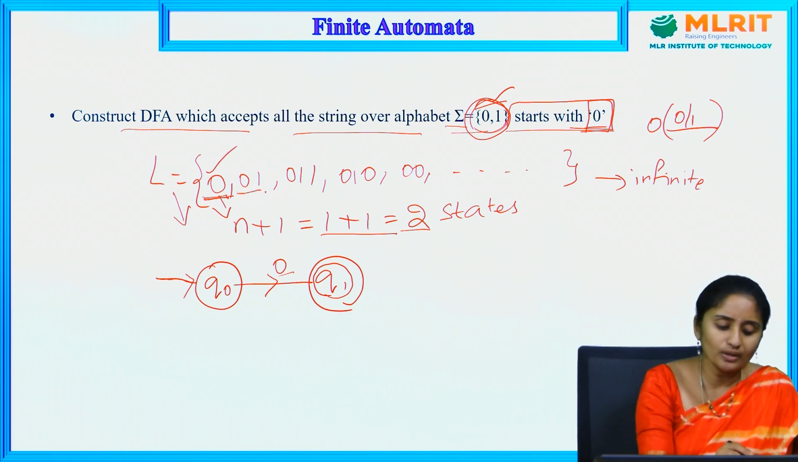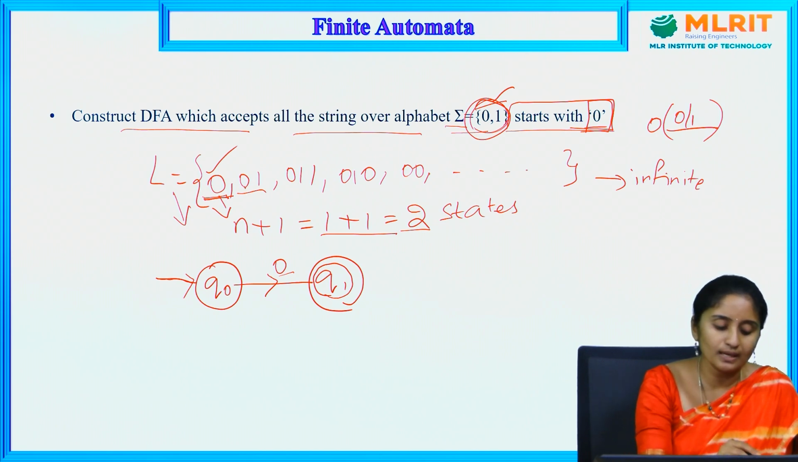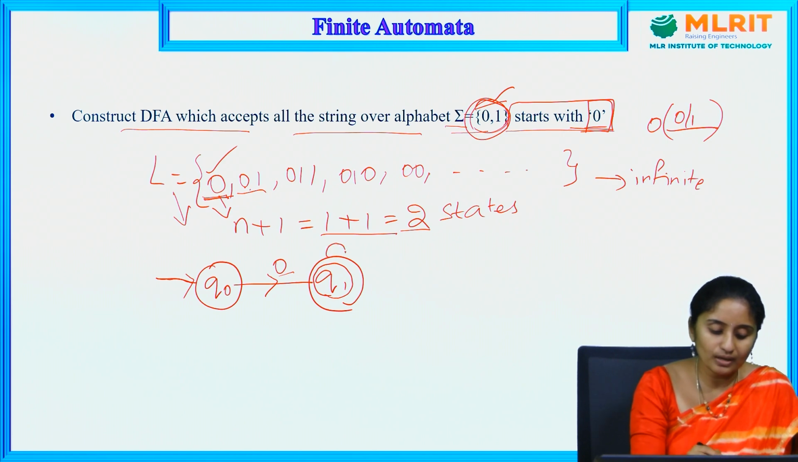The next one I am having is 01. So next I am going to plot the second string on this diagram: 0, and then 1. So I can plot here 1.